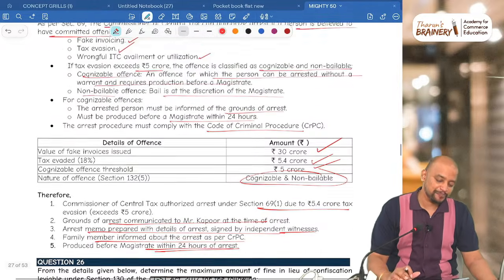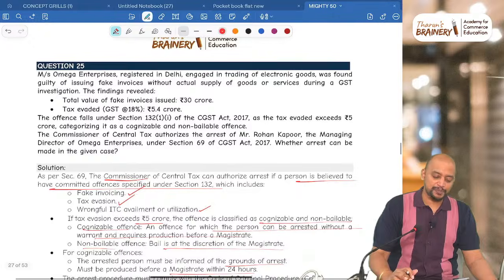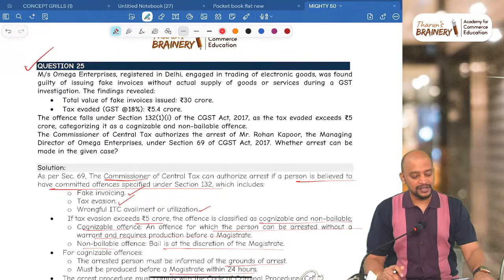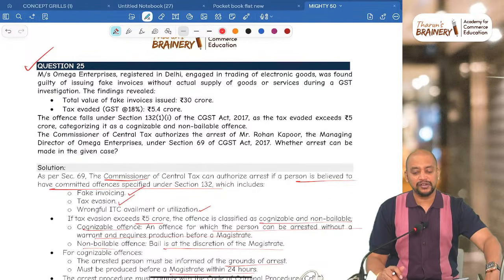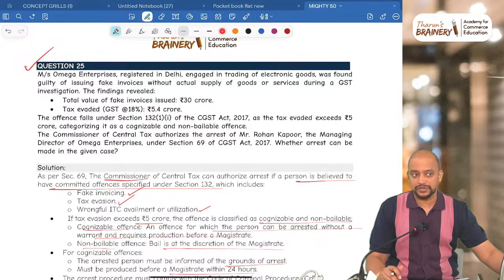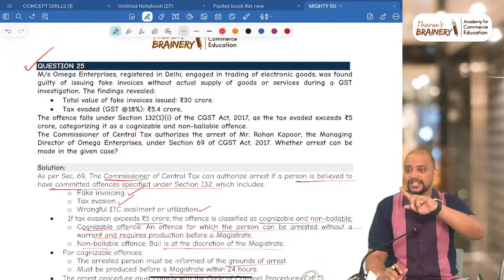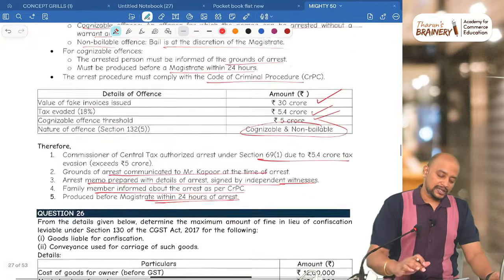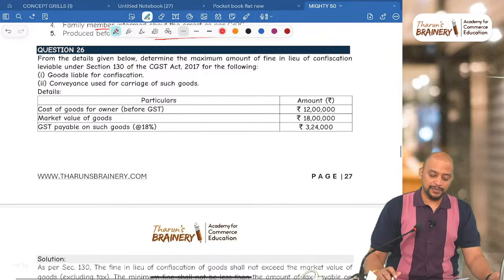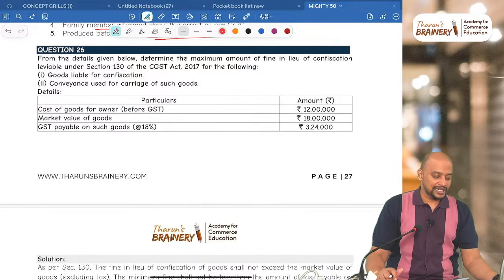This is there. That is with respect to question number 25. On arrest, they have not asked any question so far, but connecting these points they can make a question. Next, question number 26. From the details given below, determine the maximum amount.